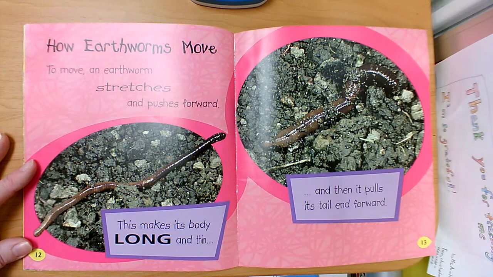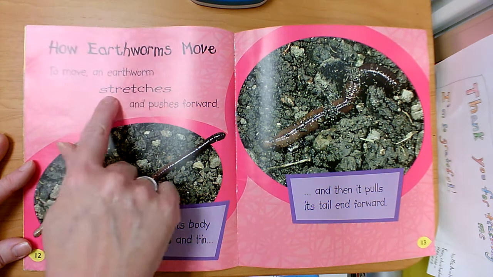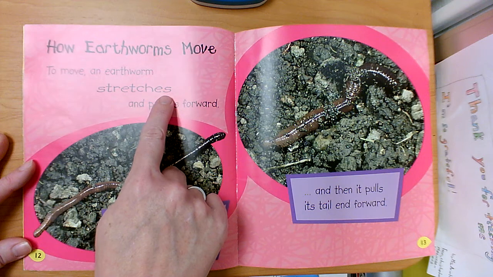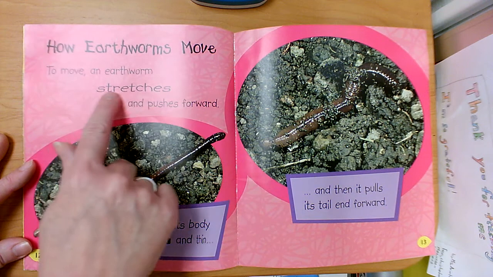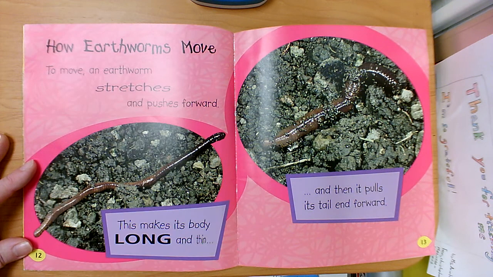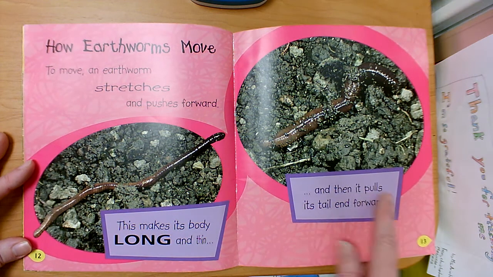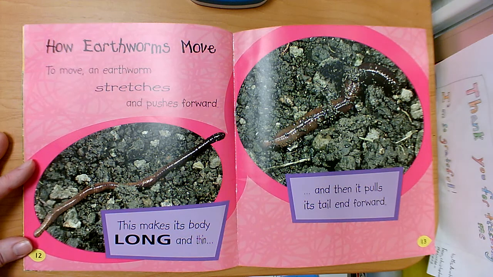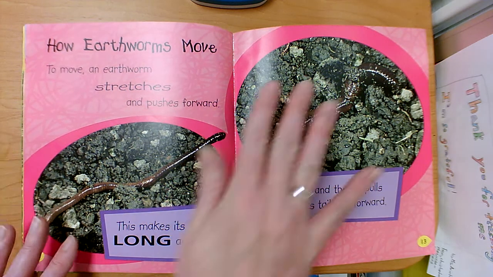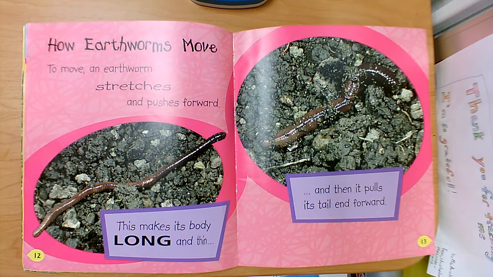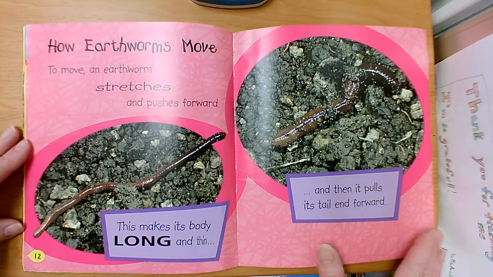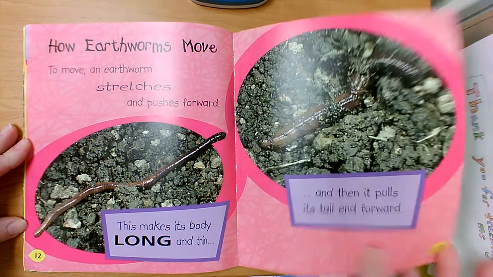How earthworms move. To move, an earthworm stretches and pushes forward. Do you see why I said stretches like that? The word is all stretched out. This makes its body long and thin, and then pulls its tail end forward. So he stretches and pushes forward, and then he pulls his tail end forward. And that is how he moves.